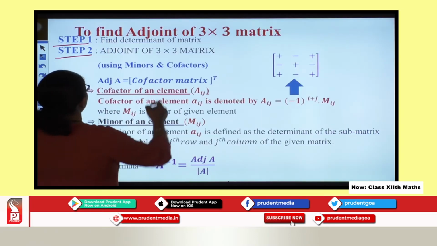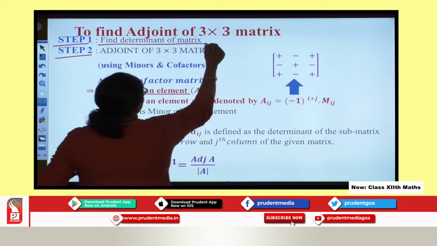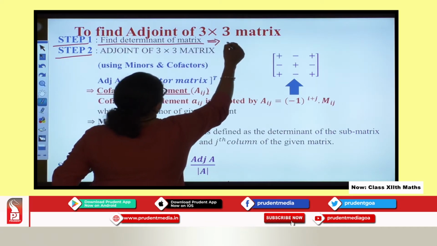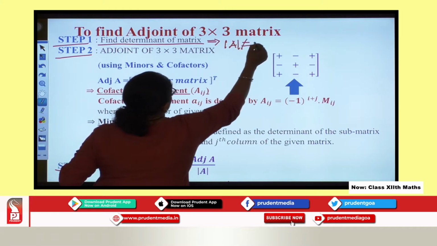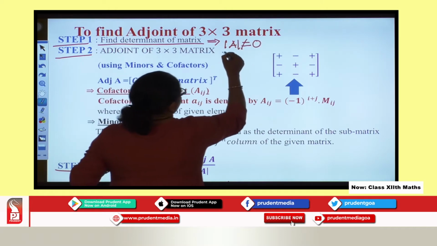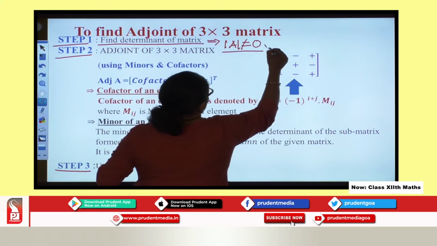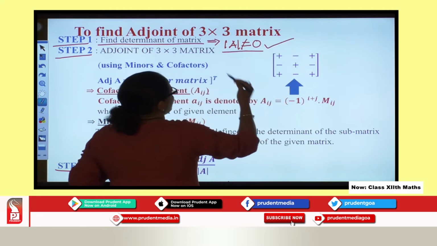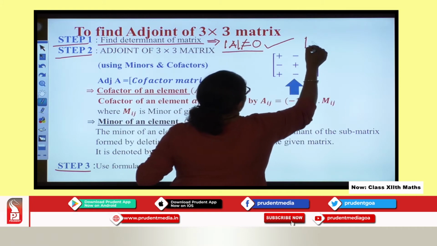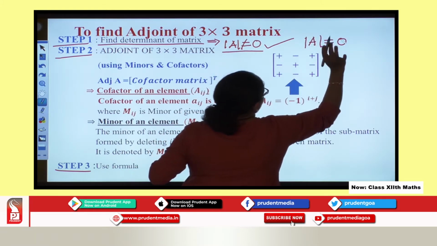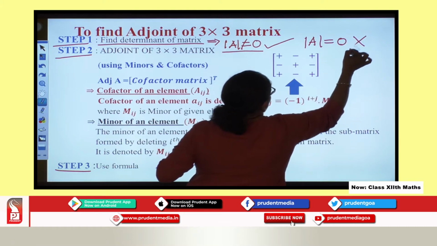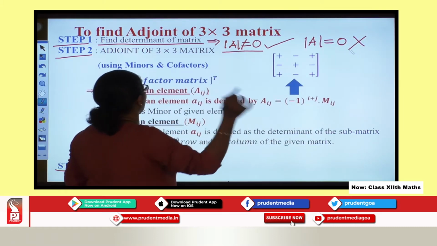Okay, so step 1 is clearly mentioned over here: find the determinant and check whether the determinant of A is not equal to 0. If the determinant of A is not equal to 0, all is well. That means A inverse exists. But if the determinant of A is equal to 0, all is not well. I mean to say here that A inverse does not exist.